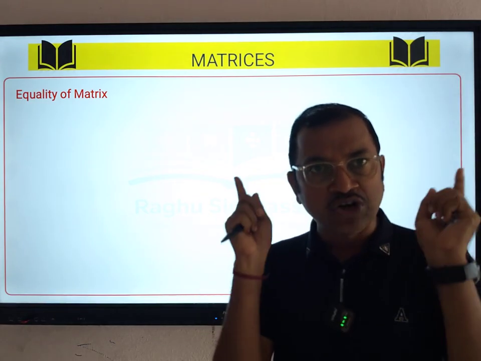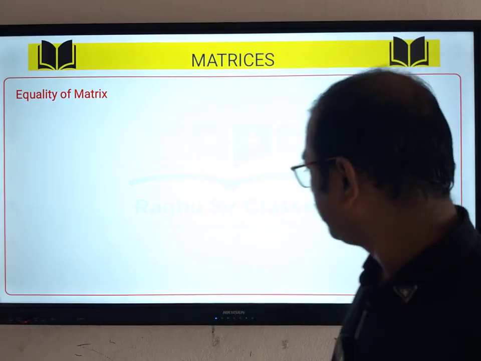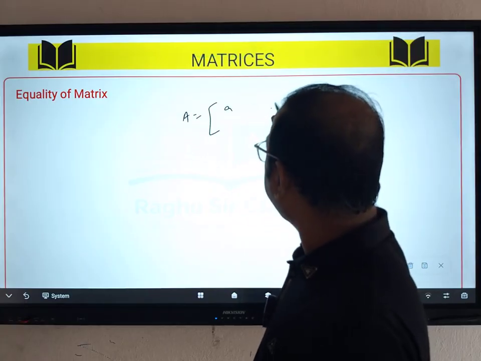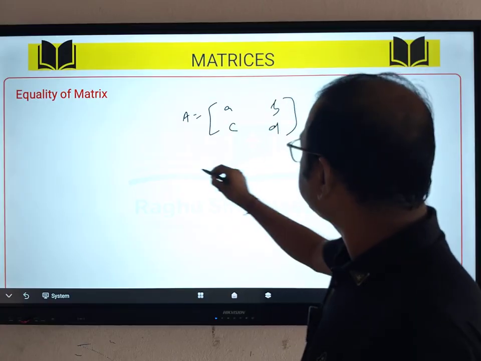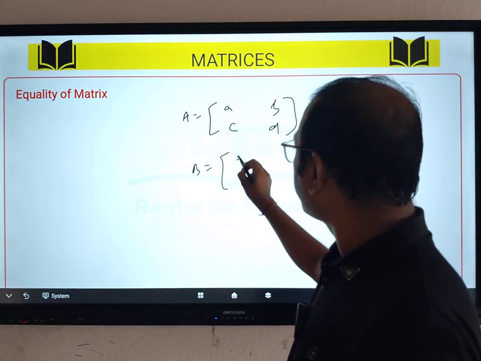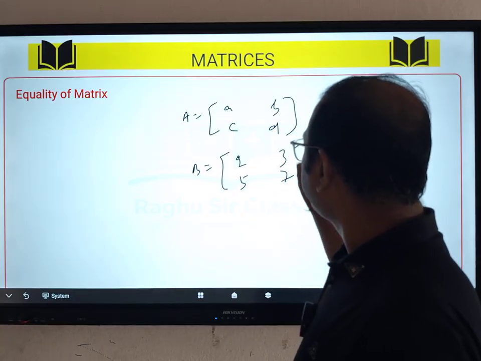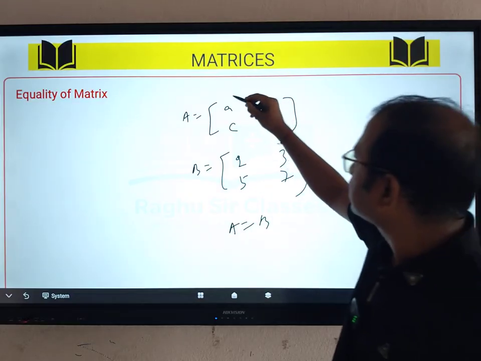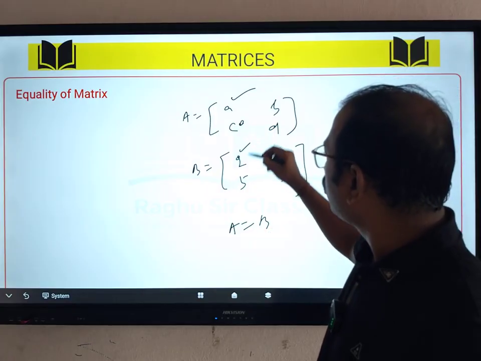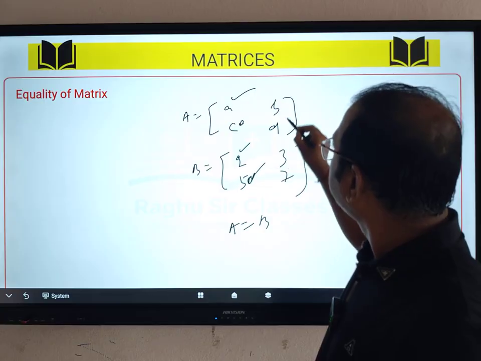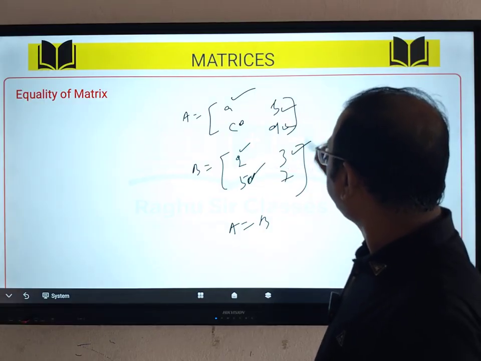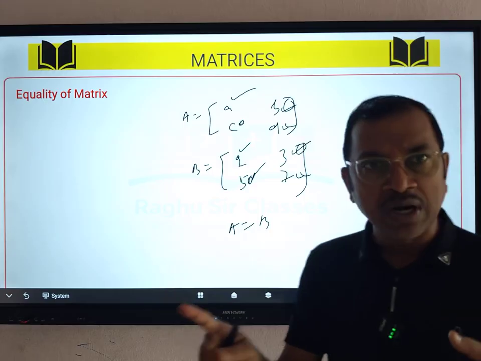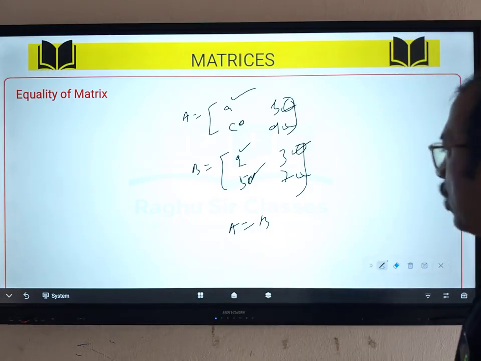So two matrices are said to be equal if they have the same order. Suppose A is a matrix given as a, b, c, d. B is another matrix of the same order: 2, 3, 5, 7. If A equals B, that means their corresponding elements are equal. So a equals 2, c equals 5, b equals 3 and d equals 7. This is equality: when two matrices are equal, their corresponding elements are equal, okay.